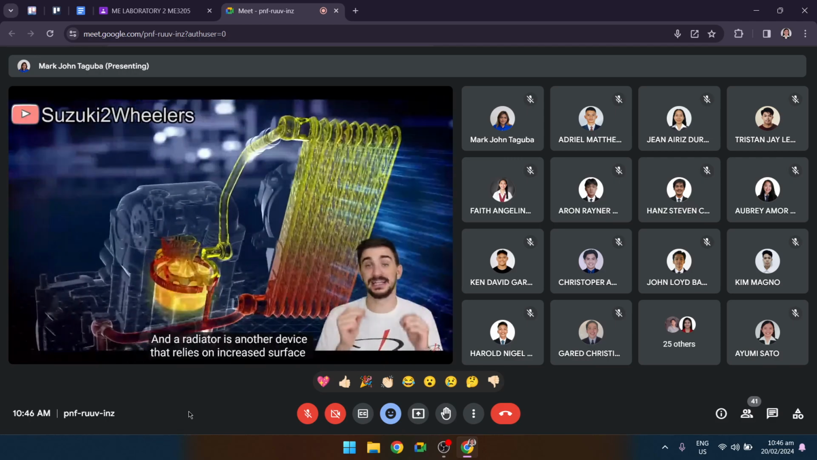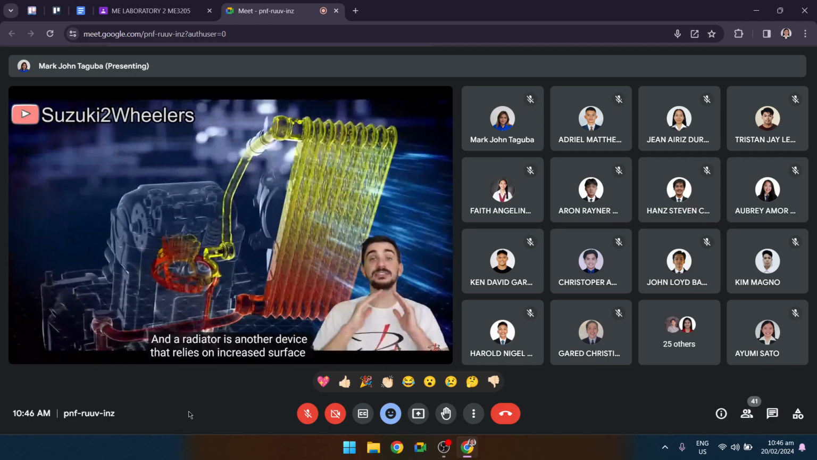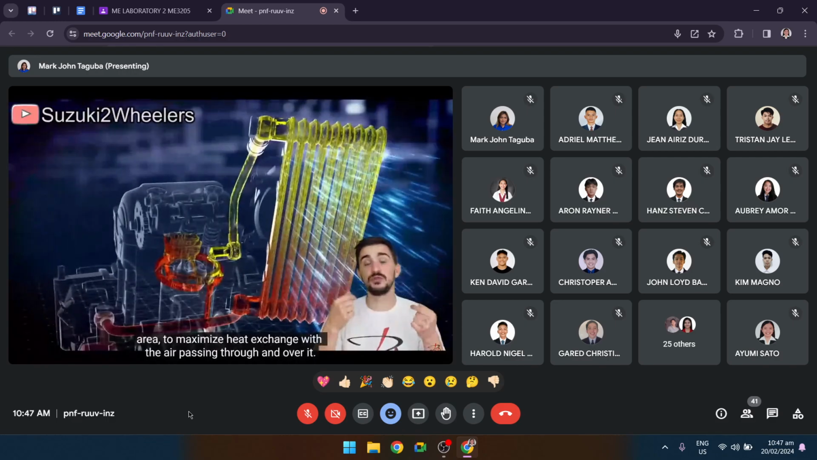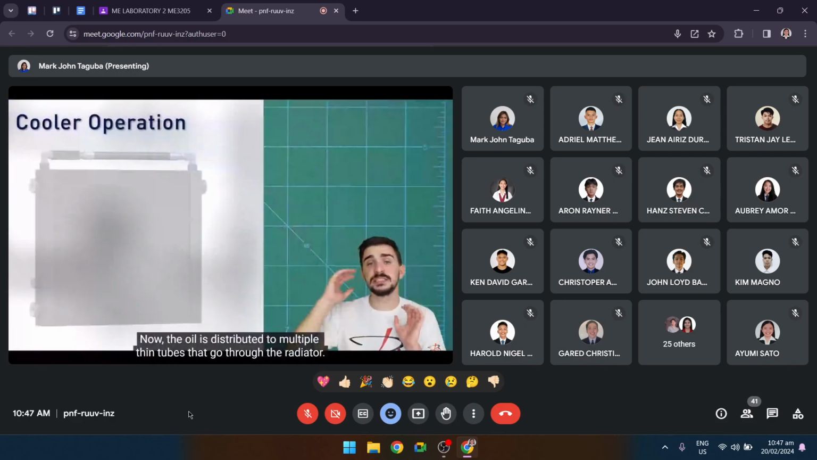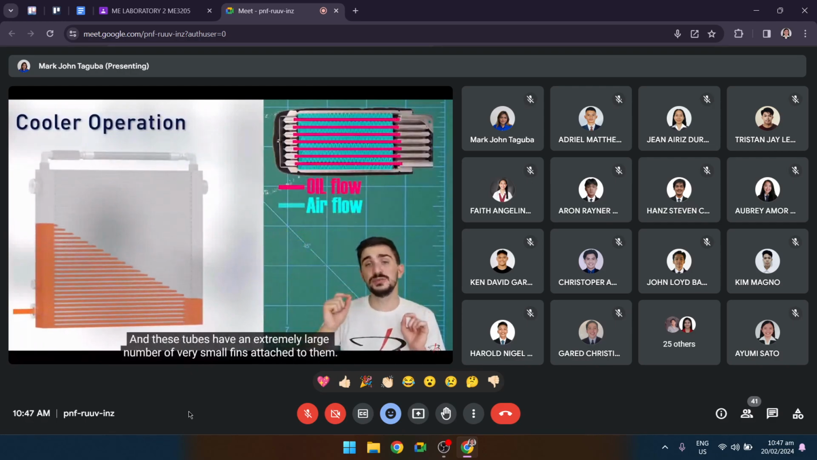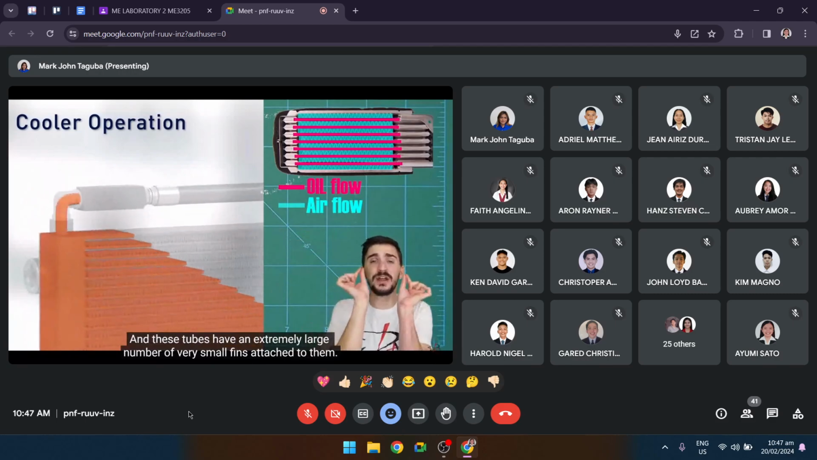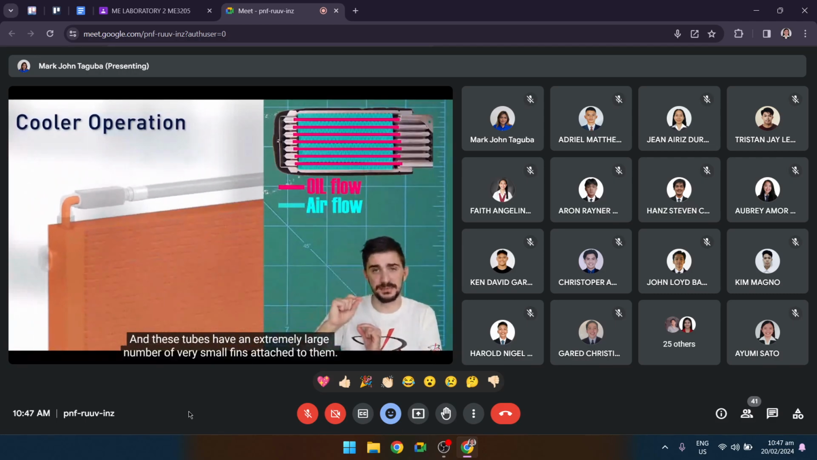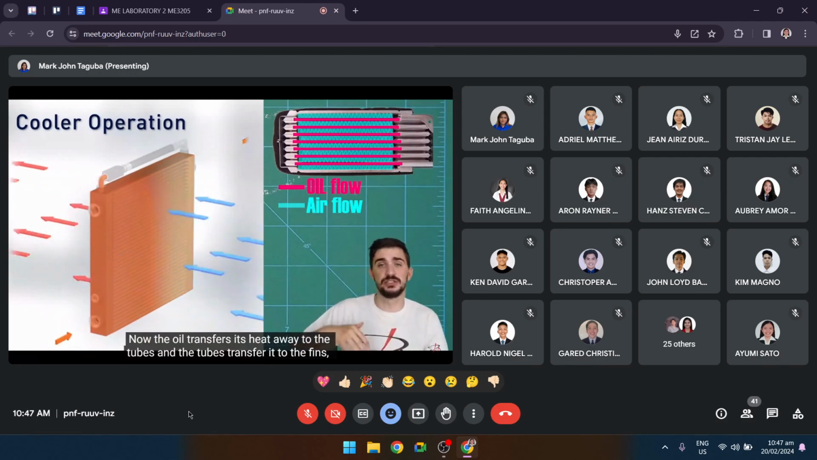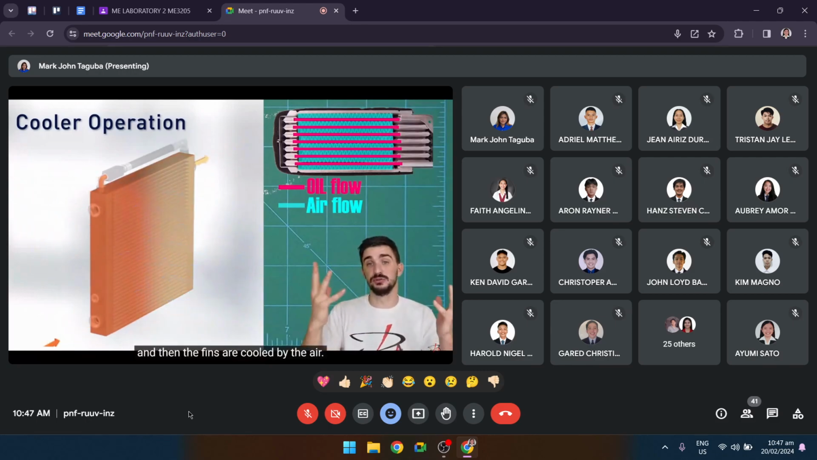And a radiator is another device that relies on increased surface area to maximize heat exchange with the air passing through and over it. Now, the oil is distributed to multiple thin tubes that go through the radiator, and these tubes have an extremely large number of very small fins attached to them. Now, the oil transfers its heat away to the tubes, and the tubes transfer it to the fins, and then the fins are cooled by the air.